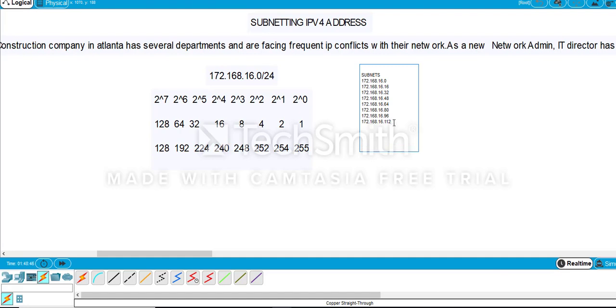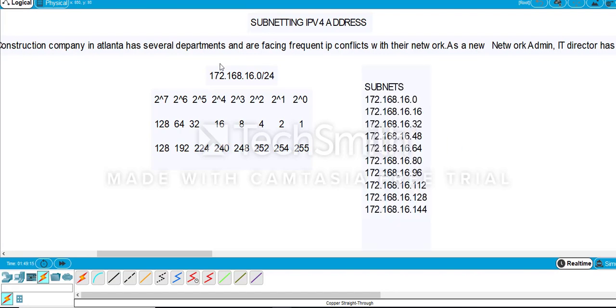172.168.16.128. Then 172.168.16.144. So let's stop right here.